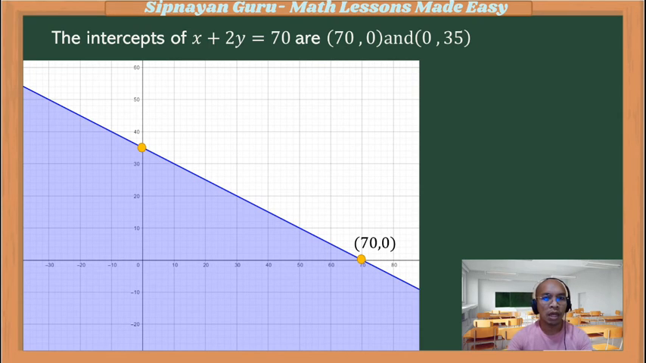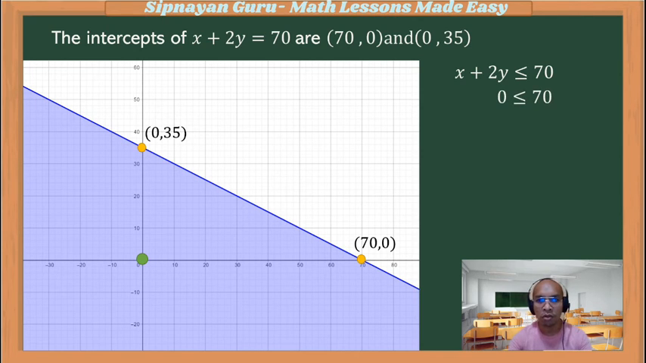So as you can see, our shaded region is below the boundary line. So why? Because if we will try to check the origin, the coordinate of the origin in our given inequality, x plus 2y less than or equal to 70. So this would be 0, 0. So 0 plus 0 is 0, less than or equal to 70. So this statement is true. And also, notice that our boundary line is a solid line because the given inequality is less than or equal to. Take note that x and y represent the number of cones.